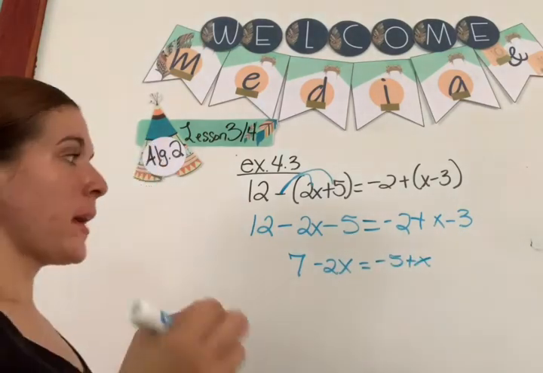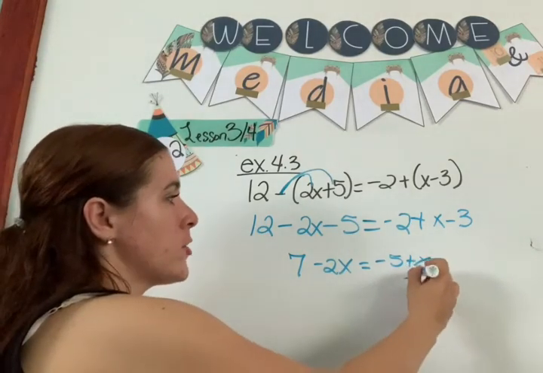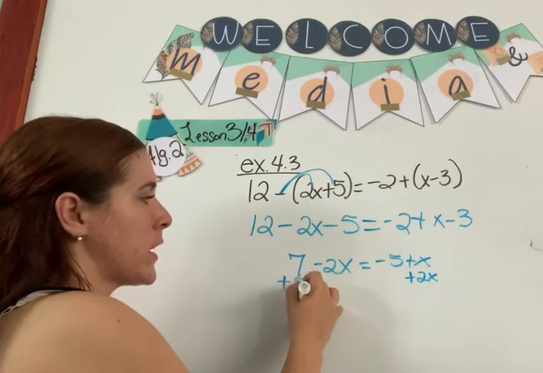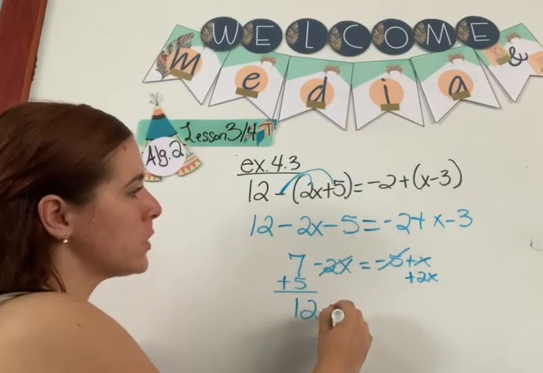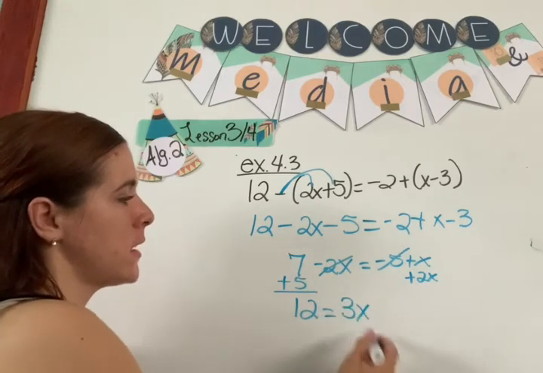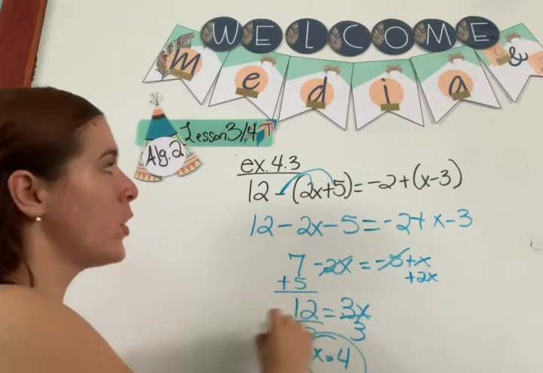Okay? Combine your x's, combine your normal numbers. So we'll bring plus 2x over here and plus 5 over here. Okay, to get rid of this and to get rid of this. So we have 12 equals 3x. Divide by 3, divide by 3, x equals 4.